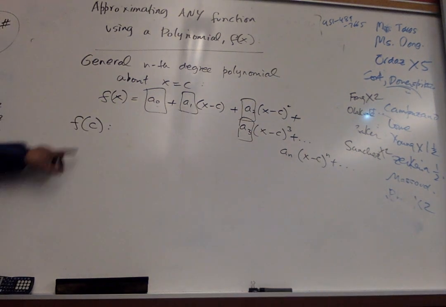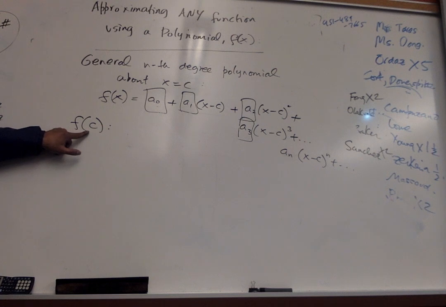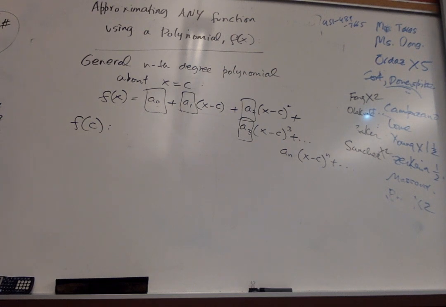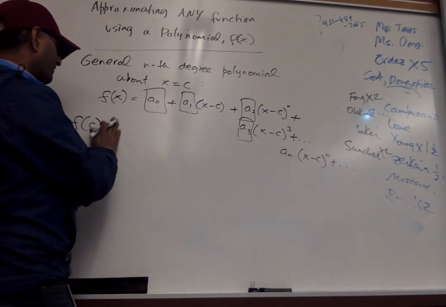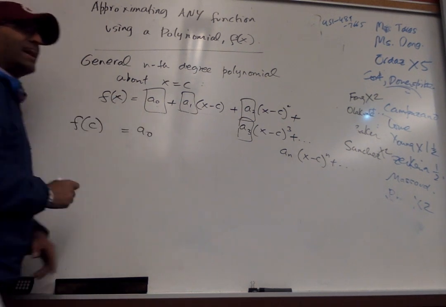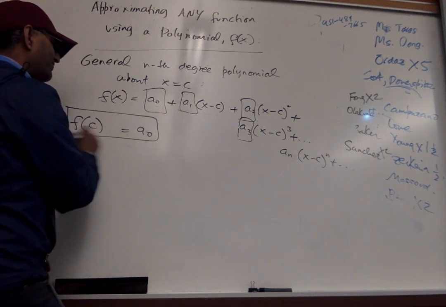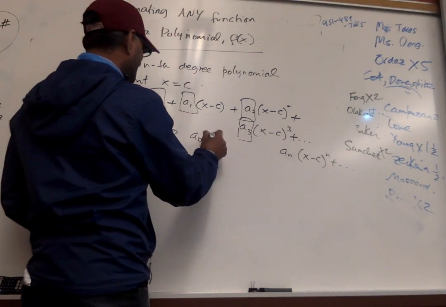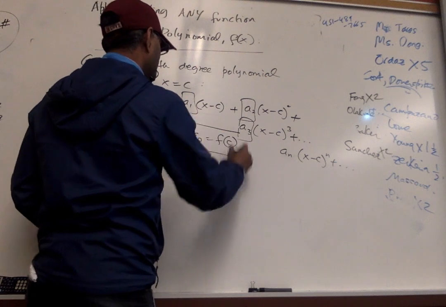So should I just replace every x value with c? So look down. What happens to the second, third, fourth, till infinity terms? Does it become 0? Which is the only guy that does not collapse? So if I find f of c, will I get a0 immediately? So it helped me find a0. So make a note, a0 is f of c. Put a box around that.